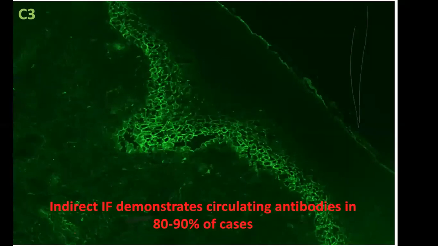Now, you do get circulating antibodies in mucous membrane pemphigoid as well. But unlike pemphigus, only about 5 to 15% of cases of mucous membrane pemphigoid would show the presence of circulating antibodies. So we do not typically use indirect immunofluorescence in the diagnosis of mucous membrane pemphigoid.